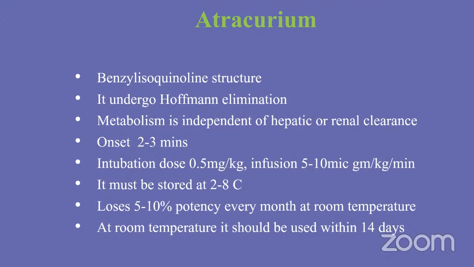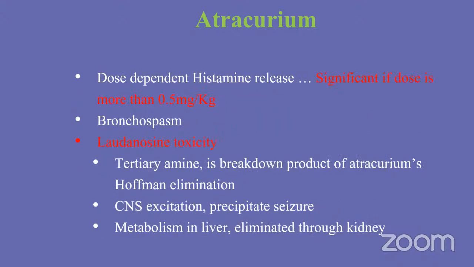Onset is 2 to 3 minutes. The intubation dose is 0.5 milligram per kg and the infusion dose is 5 to 10 microgram per kg per minute. It must be stored at 2 to 8 degrees centigrade. It loses 5 to 10% of its potency every month when kept outside at room temperature. At room temperature, it should be used within 14 days. There will be dose-dependent histamine release, significant if the dose is more than 0.5 milligram per kg, which may lead to bronchospasm. It is contraindicated in patients with bronchial asthma or bronchospasm in COAD patients.